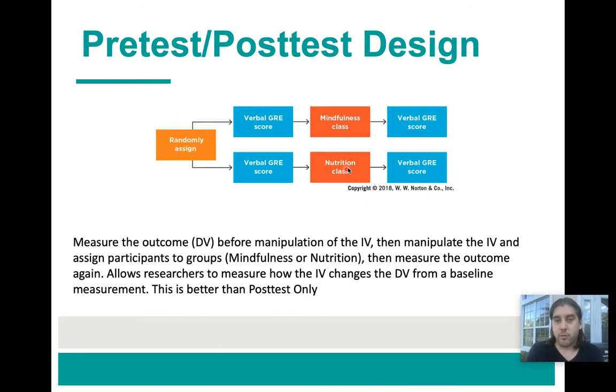Our independent variable is like type of class, right? That might be how we define the independent variable, type of class. And you either get mindfulness or you get nutrition. You don't get both, right? You get one or you get the other. So you only experience one level of the independent variable. That makes this an independent or a between subjects design.